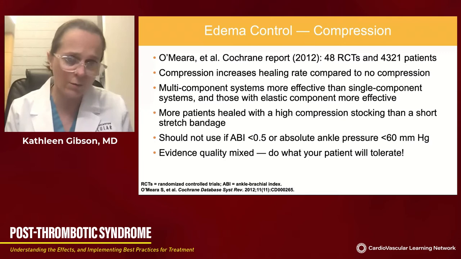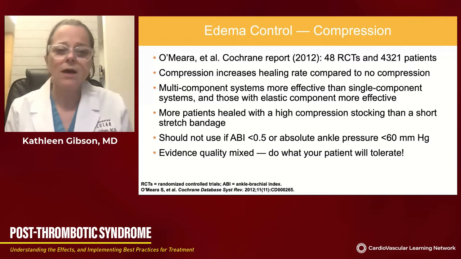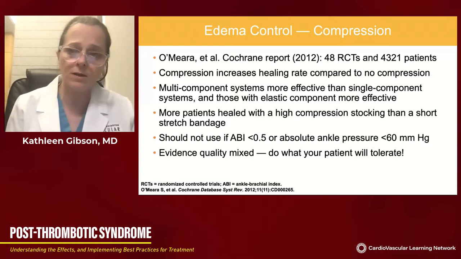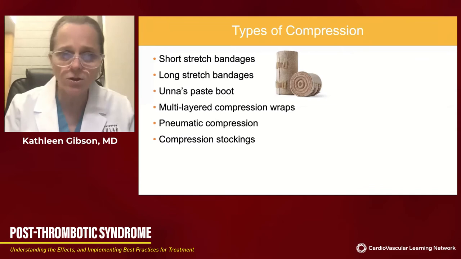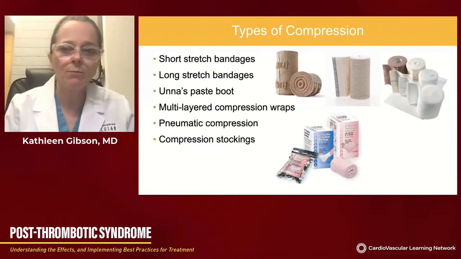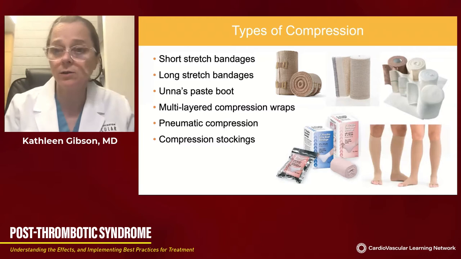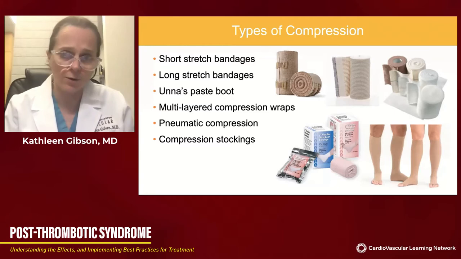So the evidence quality for what kind of compression should be used is mixed. And I would say that we really shouldn't be too dogmatic about what kind of compression we're using. We need to do what our patients will tolerate. So types of compression include short stretch bandages, long stretch bandages, Unna boots, multi-layer compression wraps, pneumatic compression, and then compression stockings, which get used more often once an ulcer is healed or once there's not too much exudate. Otherwise, the stockings can become very saturated with exudate.